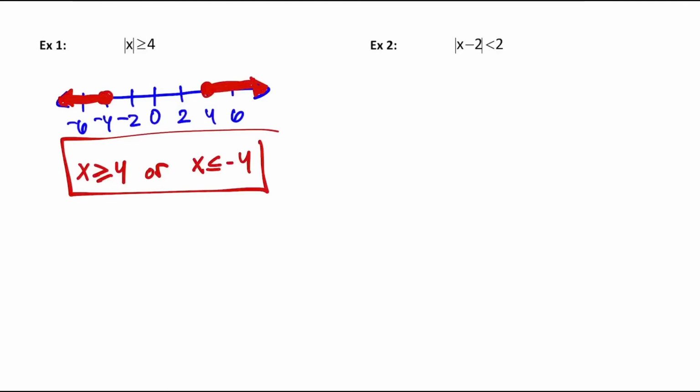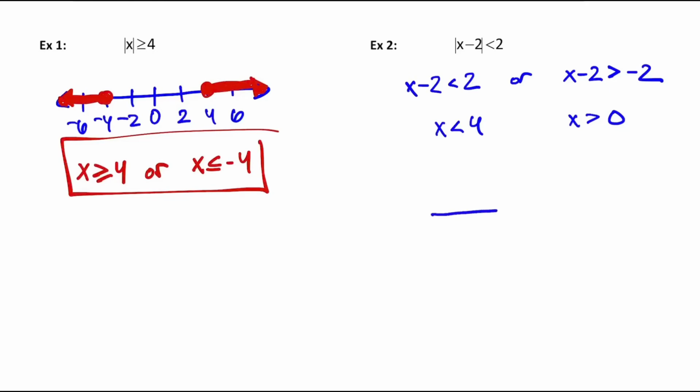In example 2, we're going to rewrite this as two inequalities. One of them is going to be x minus 2 is less than 2, or x minus 2 is greater than negative 2. And we're going to solve each one of them. Well, this is pretty easy. Add 2 to both sides. I get x is less than 4. Add 2 to both sides. I get x is greater than 0.